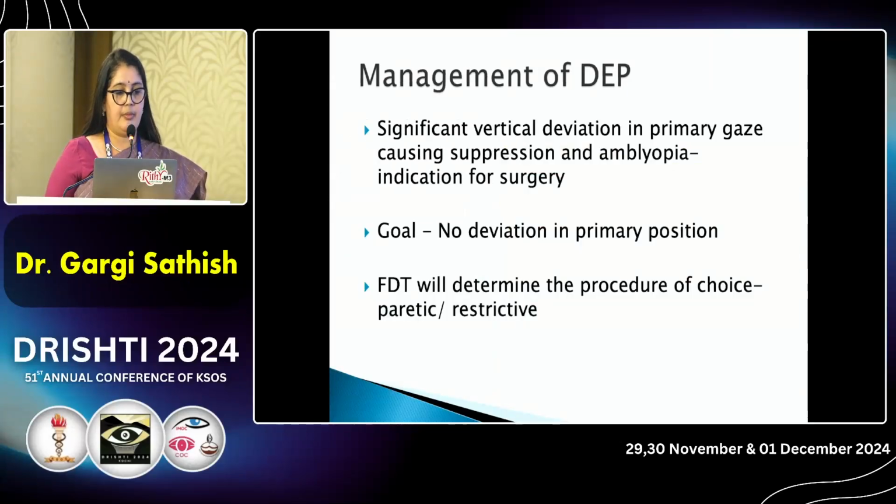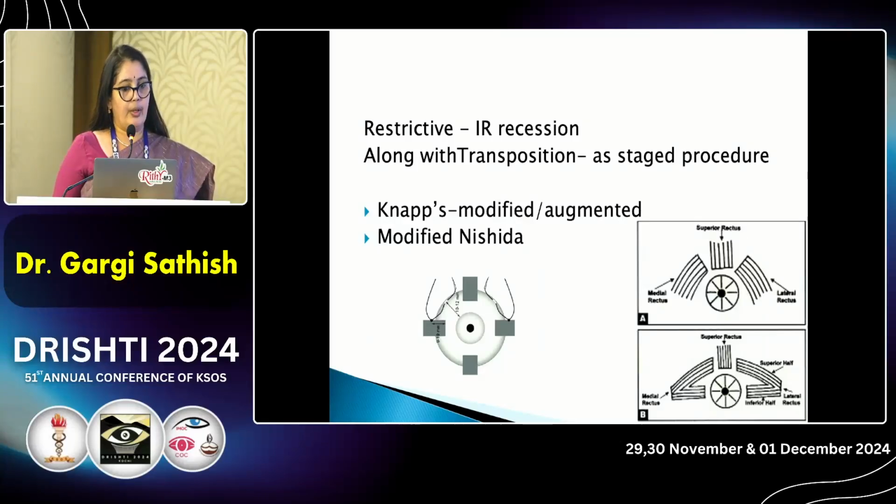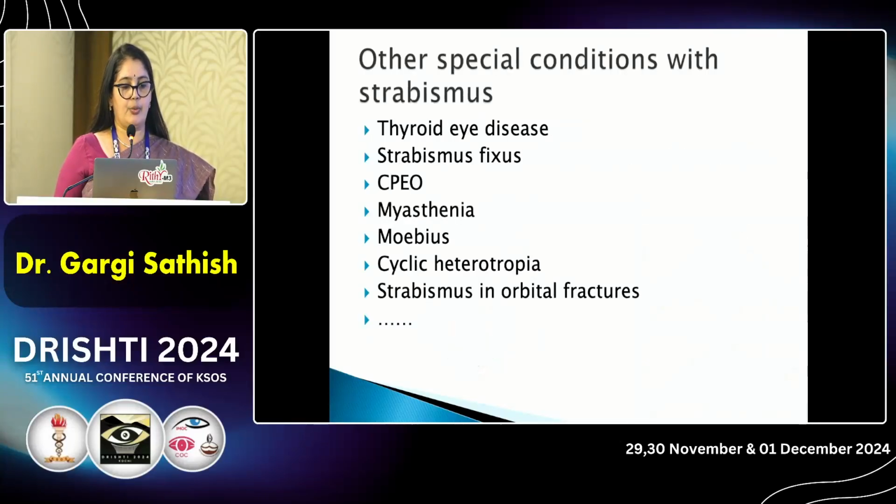So basically in DEP also the management depends on whether it is paretic or restrictive. And if it is restrictive, you can do recession along with vertical muscle transposition. So a variety of special conditions causing strabismus.